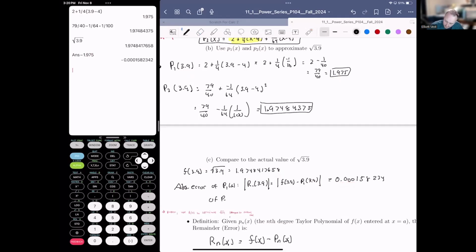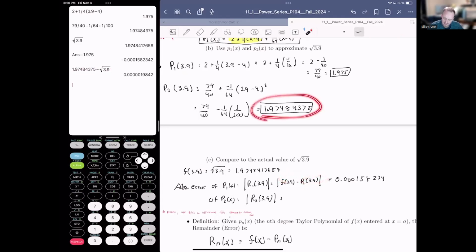Whereas for the absolute value of R2 of 3.9, it is equal to, so let's just do this right here, 1.97484375 minus the square root of 3.9. That is this minus this. I kind of switched the order there, but that's totally fine. I plugged this into the calculator, as you can see. Oh no, I'll write it out.